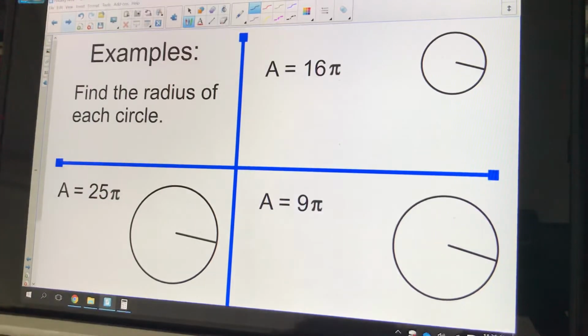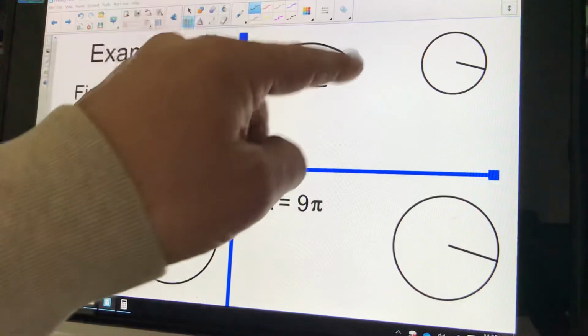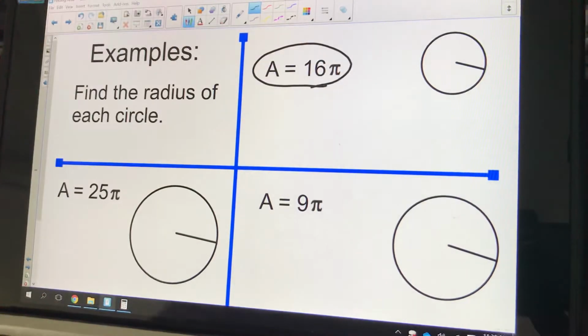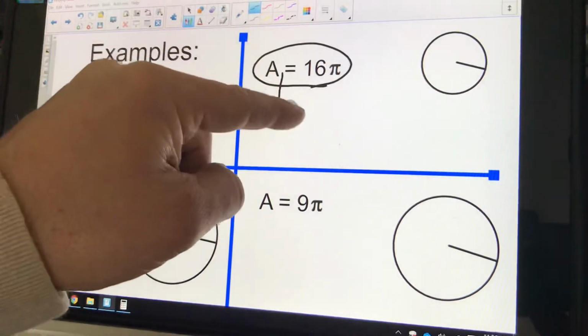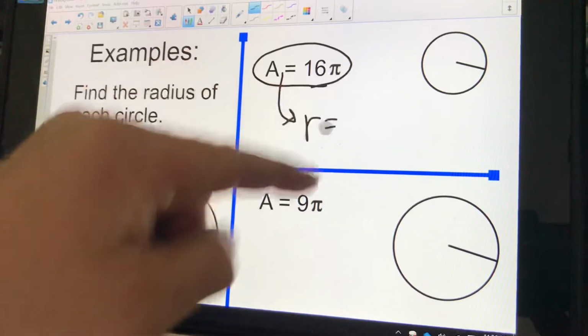Okay, now we're going to be finding the radius on each of these circles. Now this is the total opposite again, just like we did with the circumference the other day. Total opposite of what we were doing before. They've already given us the area. Woohoo! All right. Oh, but they're asking us for the radius. So what must the radius be?